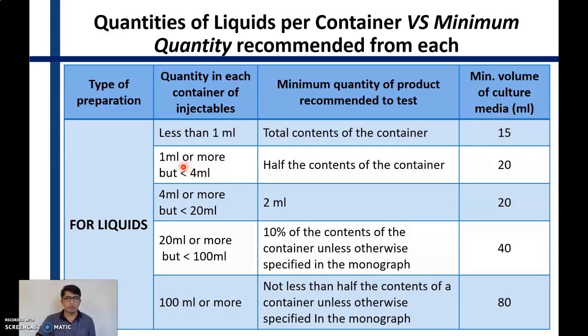If it is 1 to 4 ml, half of the content should be taken and 20 ml of culture media. If it is greater than 4 and less than 20 ml per bottle, we have to take 2 ml and 20 ml of culture media. For 20 to less than 100 ml, 10% of the total content, and for 100 ml or more, less than half of the content of the container, unless otherwise specified in the monograph, and 80 ml of the culture media.